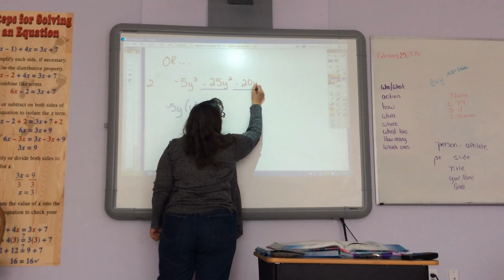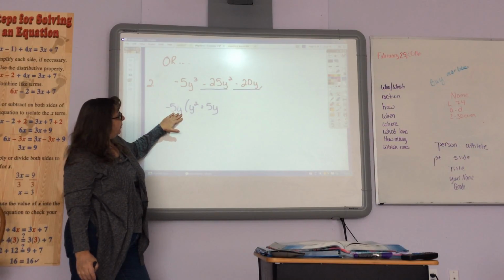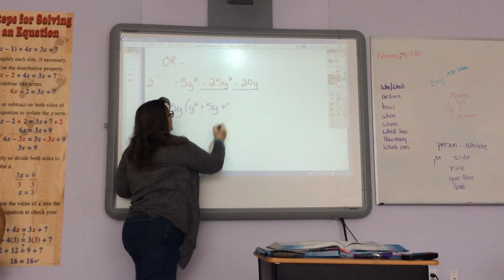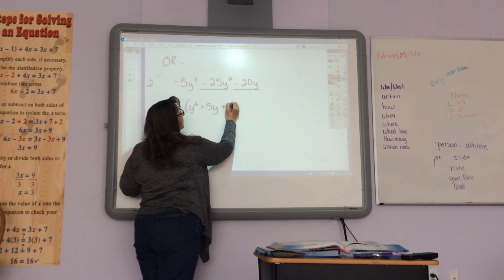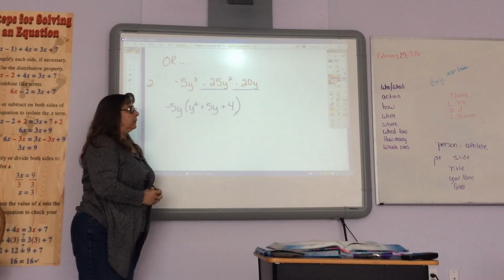Negative 20y. If you think of negative 20y divided by a negative 5y, negative divided by negative is positive, so it's a positive term now. 20 divided by 5 is 4. Y divided by y is 1. 4 times 1 is 4.